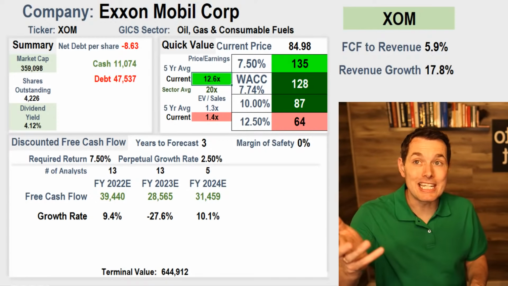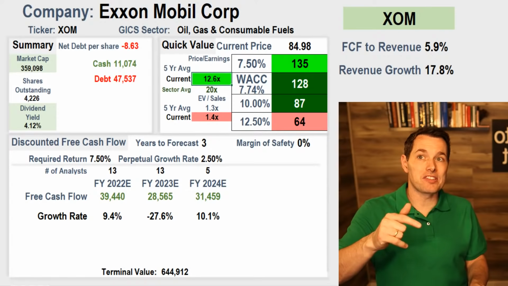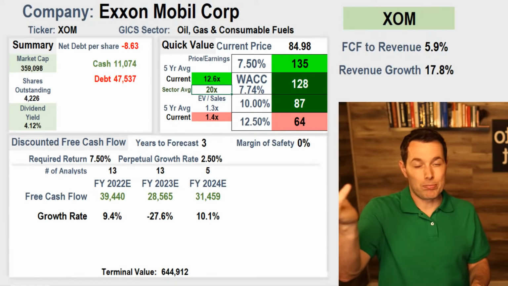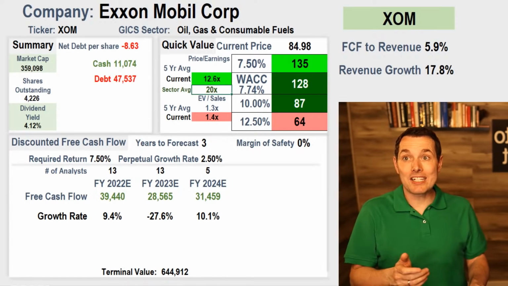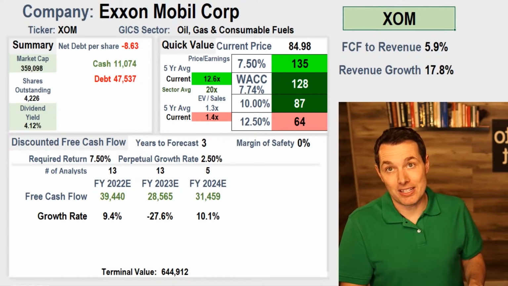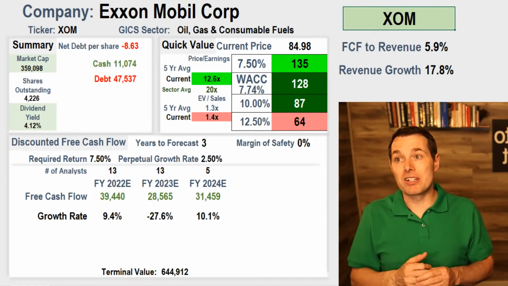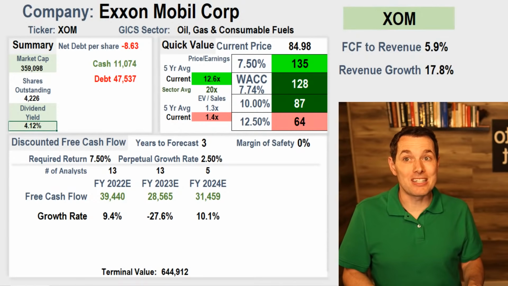But they have a current PE of 12.5. By the way, this is the sector, so the sector would probably be the energy sector. Sector average is 20x. Current PE, 12.5x. This stock looks like a good one to research. Plus, it's sitting over here at a 4% dividend yield.